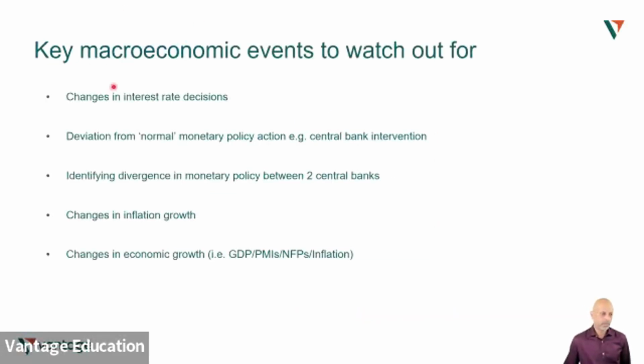Right. So there are also key macroeconomic events to watch out for, right? Besides changes in interest rate decisions, we also need to look at deviation from normal monetary policy action, such as central bank intervention. Now, central bank intervention is a policy action that has been practiced aggressively by the Bank of Japan in recent years. And we can identify potential divergences in monetary policy between two central banks. It also helps us identify the most profitable trade as well. So we'll take a look at this later on, in the next few slides.